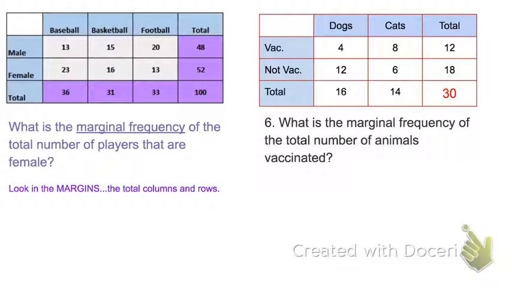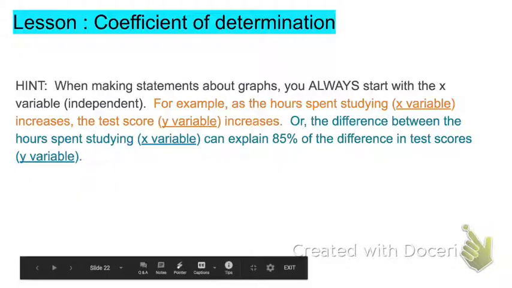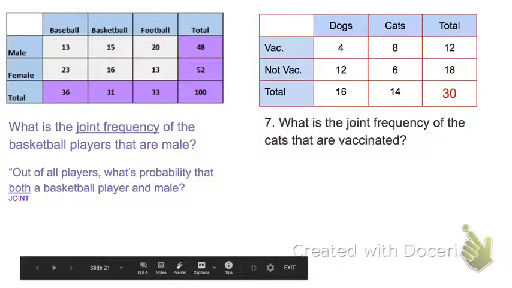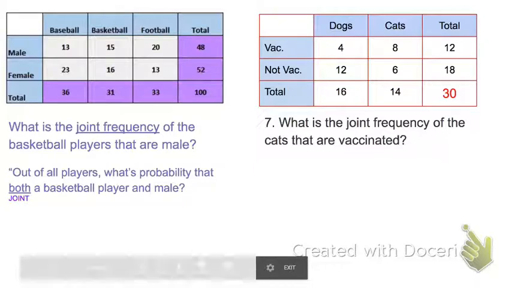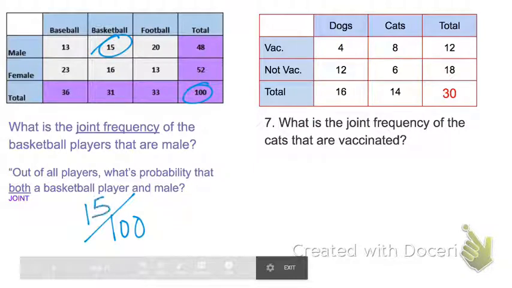And one more. This is joint frequency. Joint means that more than one thing is happening. So I've reworded mine. I'm basically saying out of all the players, what's the probability that they're both a basketball player and male? So out of the 100 total players, what's the probability that they are a basketball player and male? So it would be 15 out of 100.